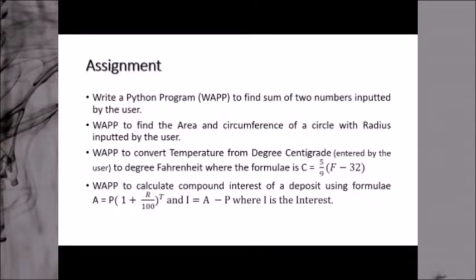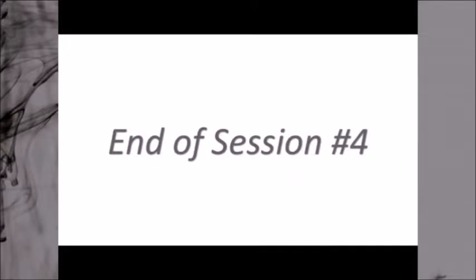So this is the assignment you have to do for tomorrow. You have to write a Python program to find the sum of 2 numbers. Again, a Python program to find the area and circumference of a circle. A Python program to convert temperature from degree centigrade to degree Fahrenheit. The formula is given. And a Python program to calculate compound interest of a deposit using the given formula. Okay, everything is very much clear. So please make these programs, and once the program is completed, WhatsApp me so that I can check it.